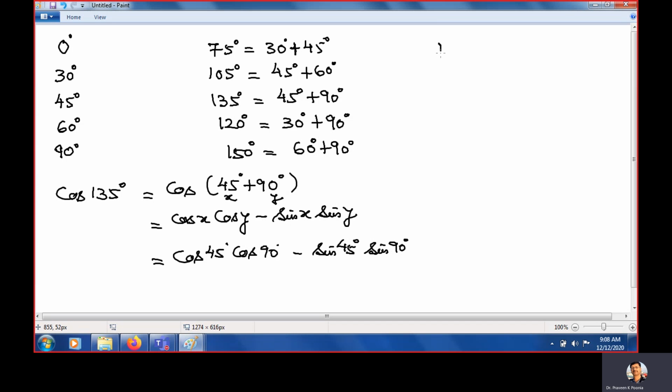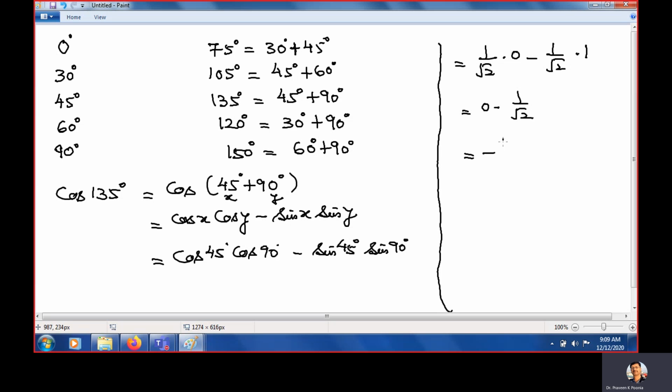Clear? If you put all these values from the table, you will find cos 45 is 1 upon root 2, into cos 90, it is 0, minus sin 45 is 1 upon square root 2 and sin 90 is 1. So the first is multiplied by 0, so it is 0, minus 1 upon square root 2. So the answer is minus 1 upon square root 2.